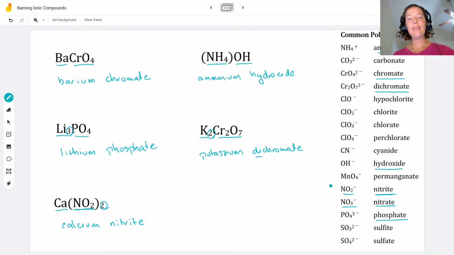And don't let the di here fool you or throw you for a loop. That is the name of this polyatomic ion. It happens to refer to how many chromium atoms you have, but that is the name for the polyatomic ion. You just name the polyatomic ion. So this di does not mean that there have to be two of these or anything like that. That is simply the name of the polyatomic ion. Okay, so hopefully these were easy for you. I don't see any questions, so I'm hoping that you found them very easy.